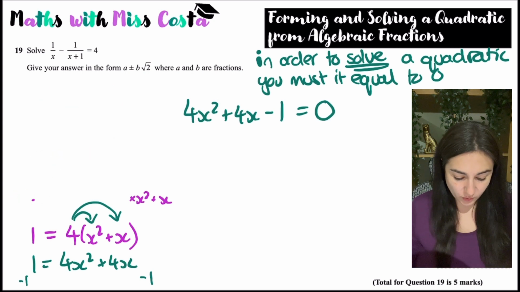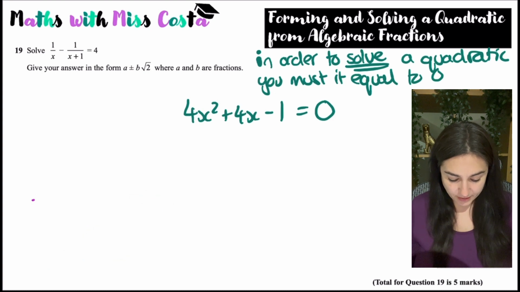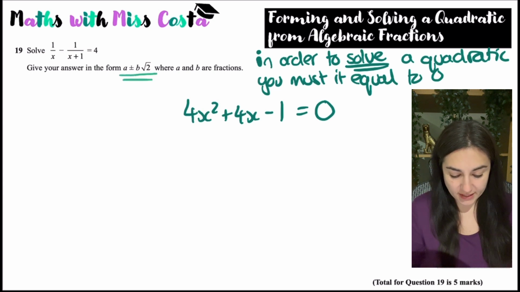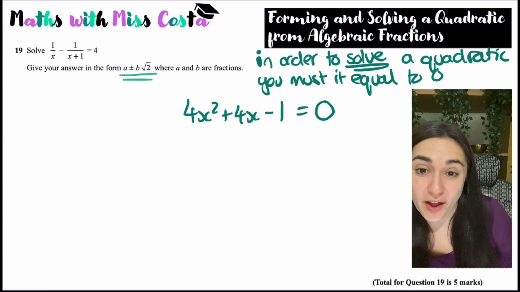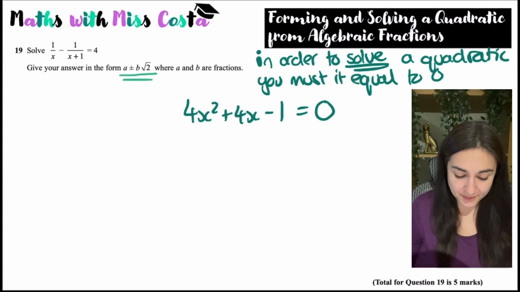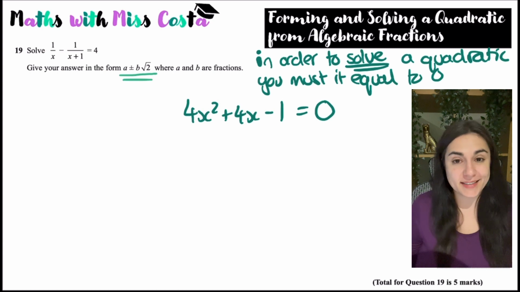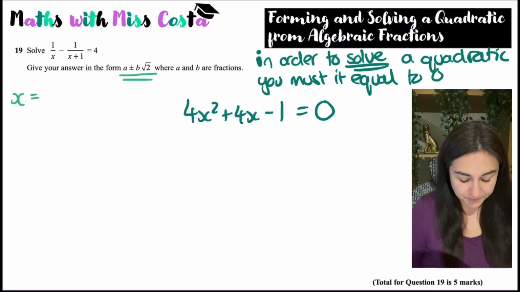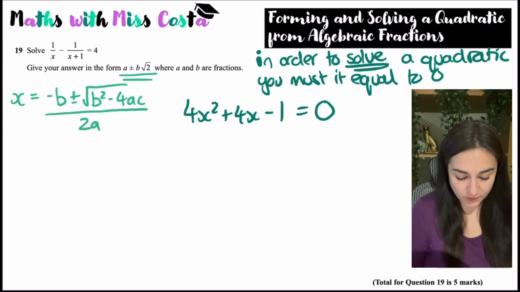Okay, so I've got a quadratic. Now, I could factorize it, but the fact that it's told me that I need to give my answer in surd form tells me I'm most likely going to be using the quadratic formula. So what is the quadratic formula? It's given to you on your formula sheet. So x equals minus b plus or minus the square root of b squared minus 4ac over 2a.